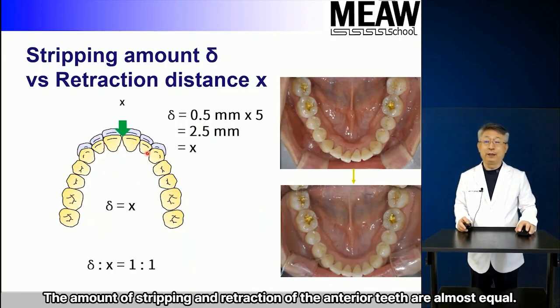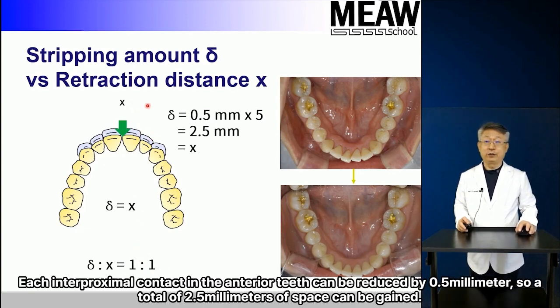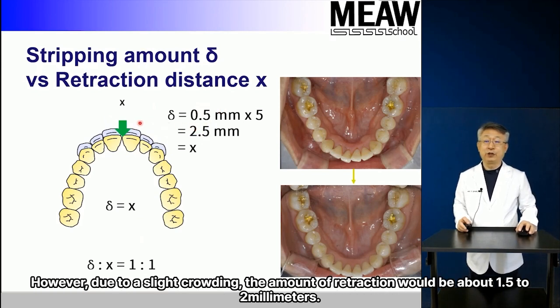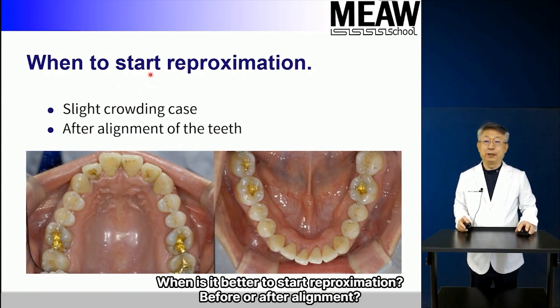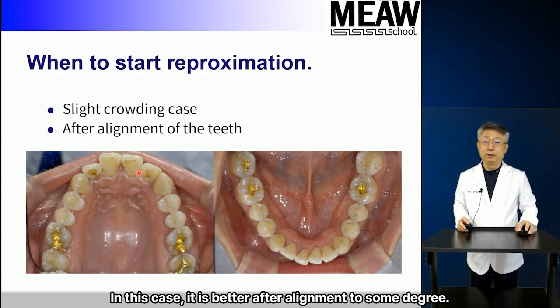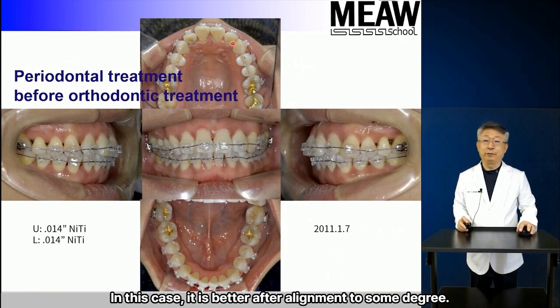The amount of stripping and retraction of the anterior teeth are almost equal. Each interproximal contact in the anterior teeth can be reduced by 0.5 mm, so a total of 2.5 mm of space can be gained. However, due to a slight crowding, the amount of retraction would be about 1.5 to 2 mm. When is it better to start reproximation, before or after alignment? In this case, it is better after alignment to some degree.